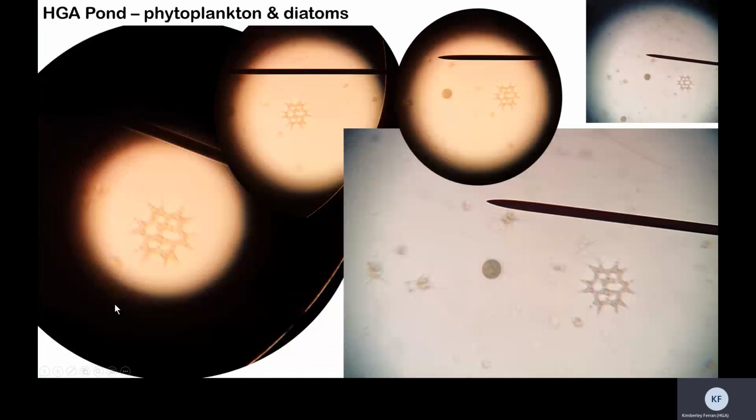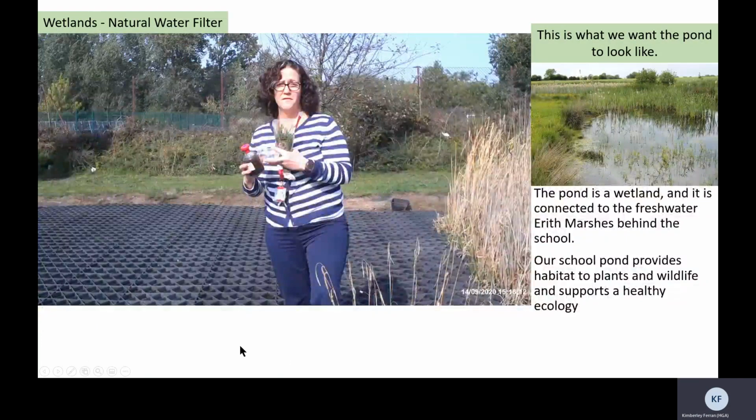During our own pond dip at Terrace Garrard, we were able to collect phytoplankton and diatoms. These are the primary producers at the bottom of the food chain that help support the larger food chain, and we were able to take them back to the lab and view them under the microscope. We also want to talk about the function of the wetlands as a natural water filter. So let's watch our video on how we can model a natural water filter.